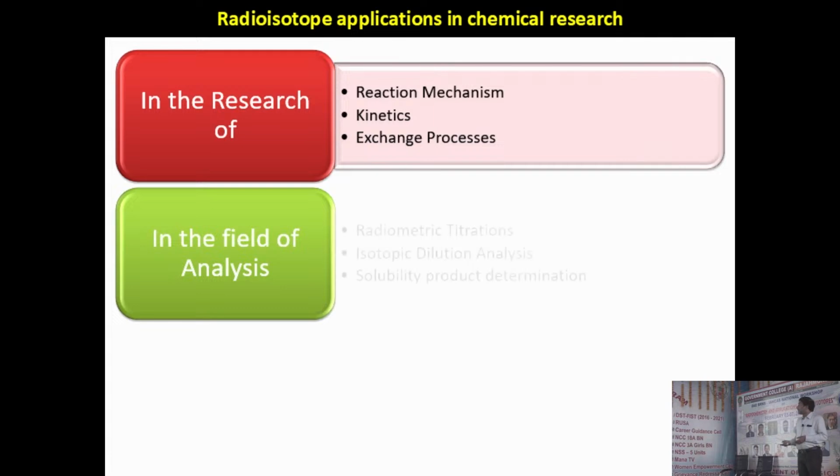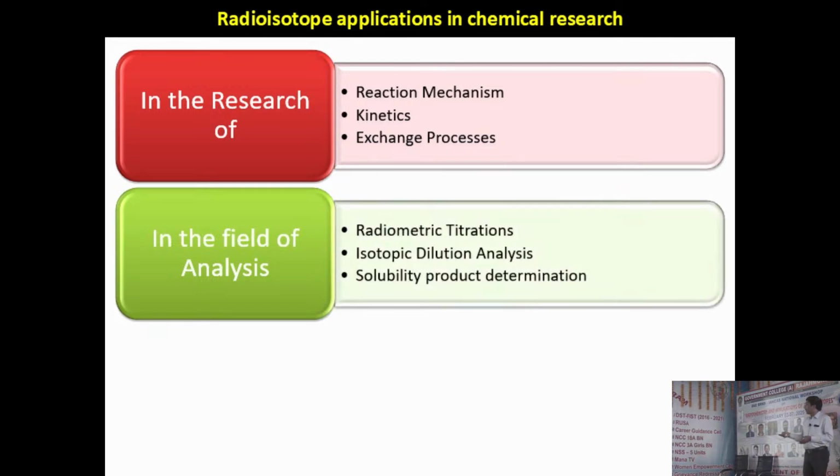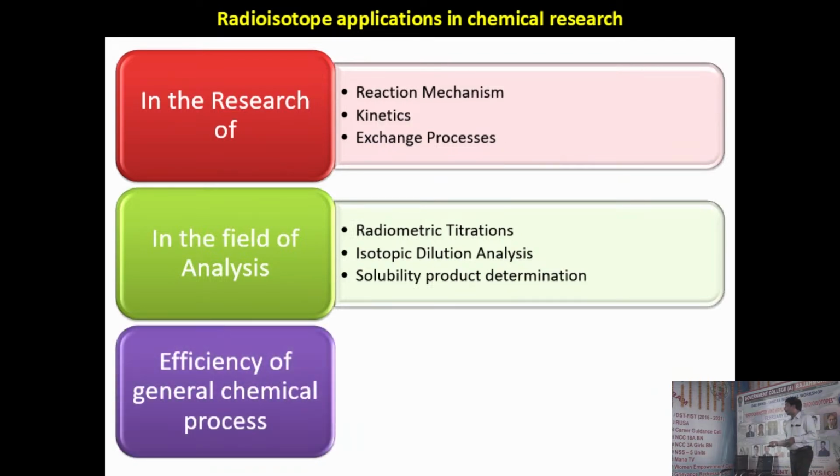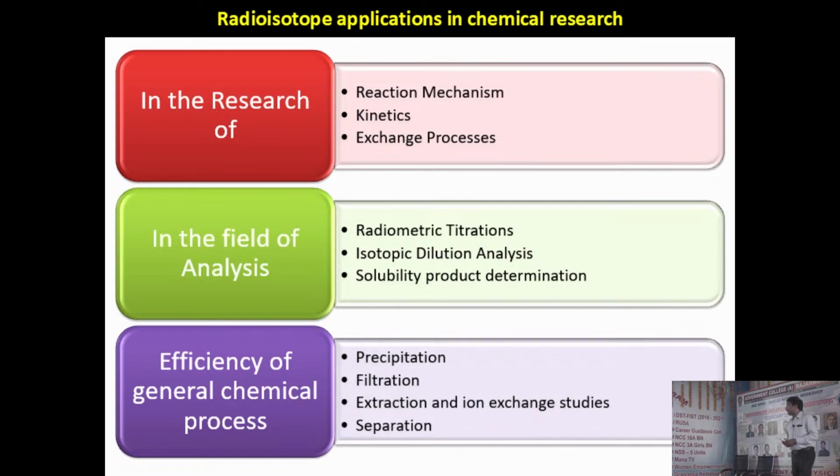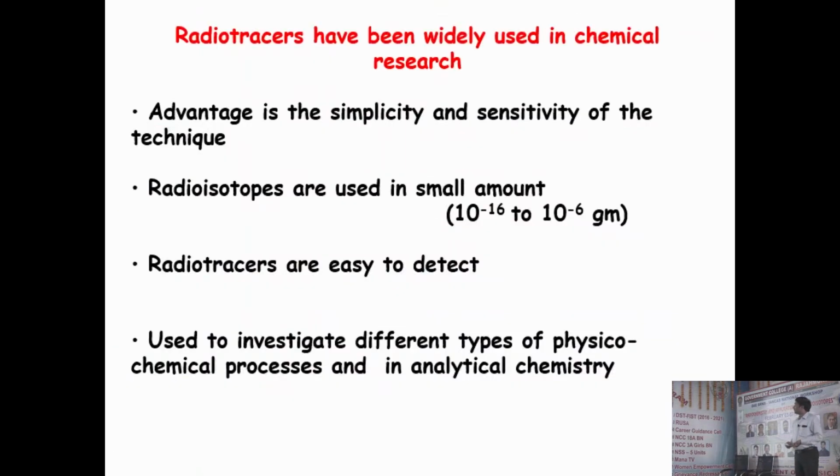In the field of analysis, radiometric titrations, isotopic dilution analysis, and solubility product determinations are well established examples of the application of radioanalytical techniques. And you also see the efficiency of general chemical processes like precipitation, filtration, extraction, ion exchange studies or separation. These are only some glimpses I want to give. Within 1 hour I can't describe everything about radioanalytical techniques. Some of the examples I will discuss here have unique methodologies of application of radioanalytical techniques in our research. You see, radio tracers have been widely used in chemical research.